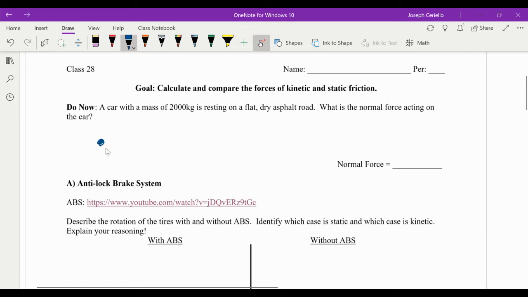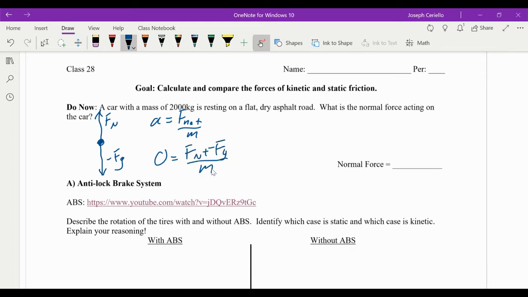But in this case, the weight does end up being equal to the normal force. We have negative weight, or negative Fg, and going up, we have the normal force. All right, there are no other forces acting on this. So the acceleration in the y direction is equal to F net over m. It's not accelerating up or down, so a is 0. F net is just normal force plus negative Fg, all over the mass. Multiply both sides by the mass, you get normal force equals Fg.